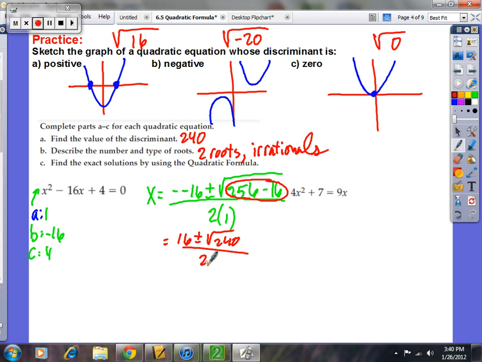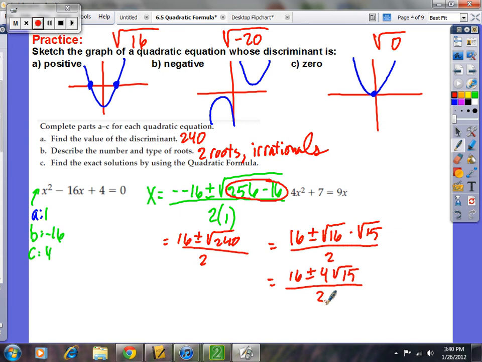Okay, now 240, you start dividing 240 by a perfect square. 240 divided by 4, 9, 16, 25, 36. And you find that you can rewrite this as 16 plus or minus the square root of 16 times the square root of 15, because 16 times 15 is 240. All that over 2. I'm running out of room. So you've got 16 plus or minus 4 times the square root of 15, all divided by 2.